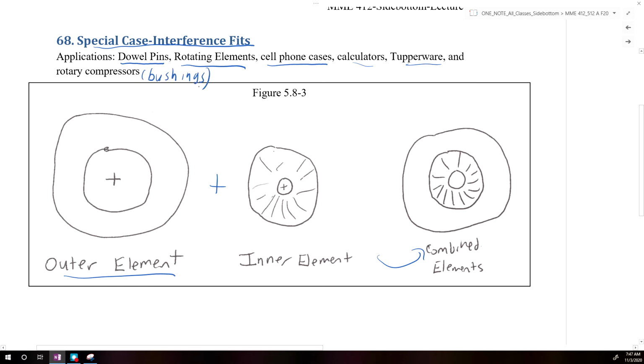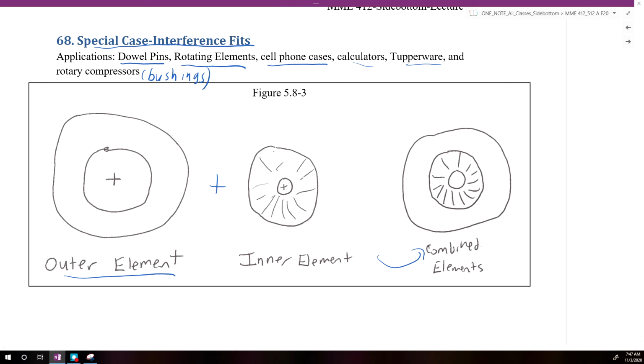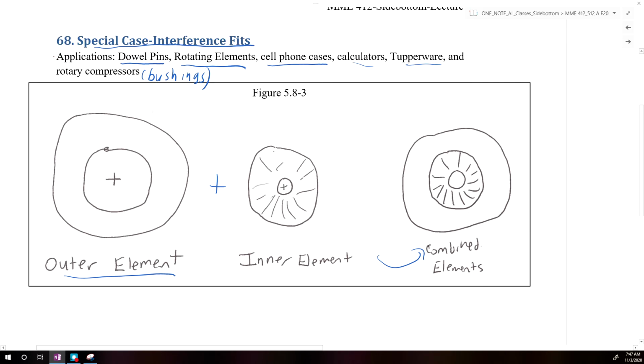All right. So if we press an inner element into an outer element, the outer element is going to exert an external pressure on the inner element. We'll call that pressure P. While the inner element will enact an equal and opposite pressure on the inside of the outer element, so we'll denote that with P as well.